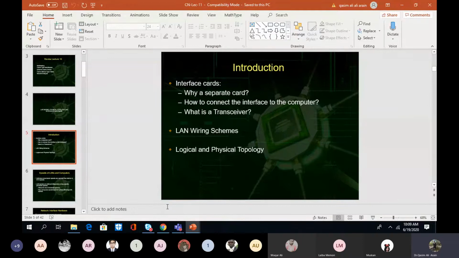Then how do we connect the interface to the computer? Then what is a transceiver, right? Then we have the different LAN wiring schemes, and then we have the logical and physical topology. Now all these things we have to discuss in today's lecture.